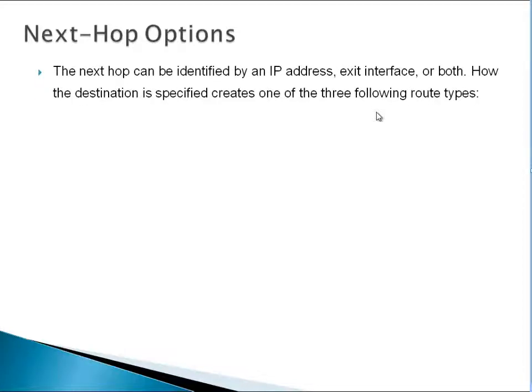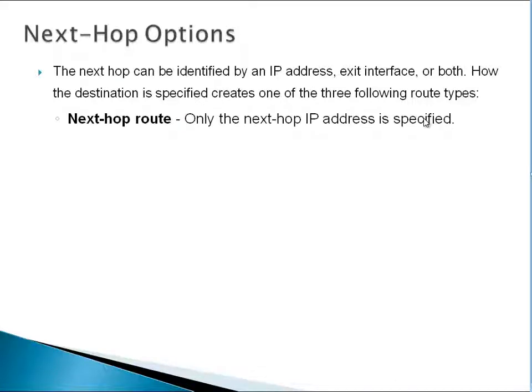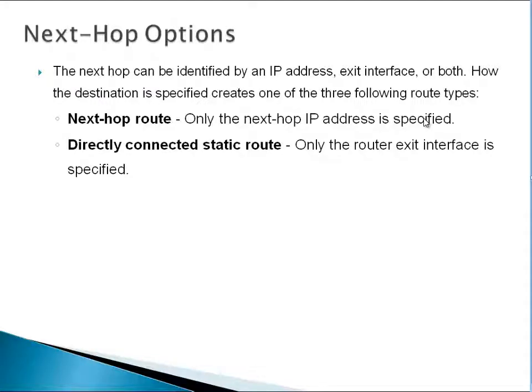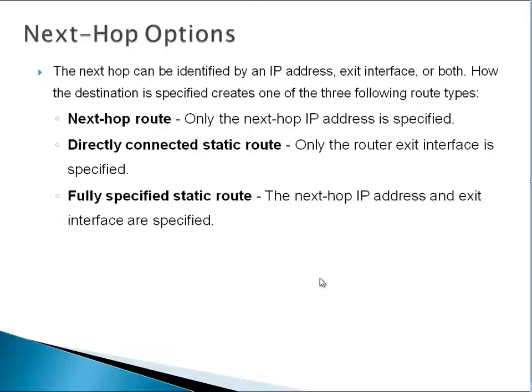Next hop options. The next hop can be identified by an IP address, exit interface, or both, like we saw earlier. How the destination is specified creates one of the three following route types. So we have a next hop route, where only the next hop address is specified. A directly connected static route, where only the router exit interface is specified. Or you can have a fully specified static route, where the next hop IP address and exit interface are both specified.